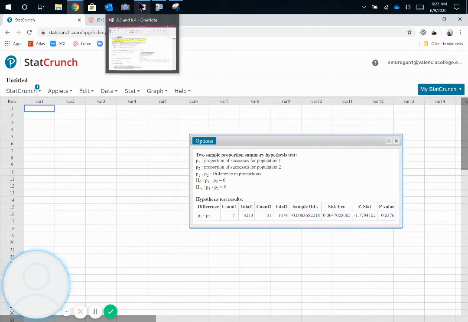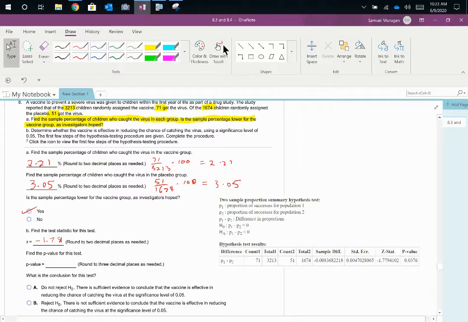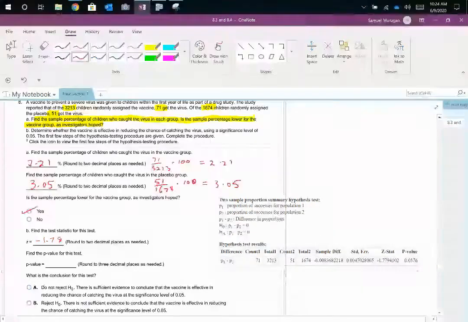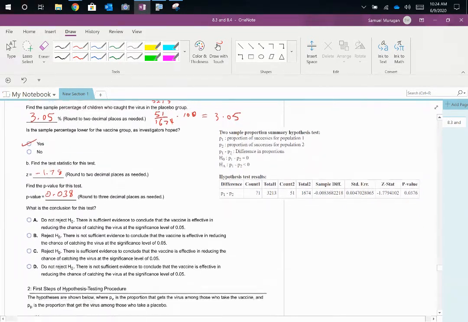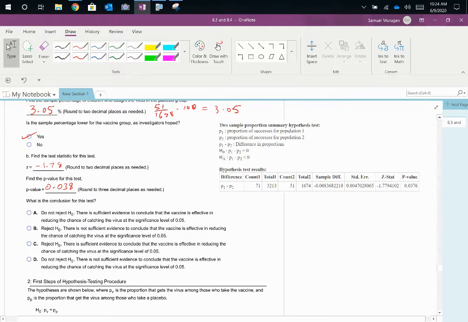Okay, so we're going back here, and then the p-value, to 3 decimal places, is 0.038, correct? 0.038 to 3 decimal places, 0.038. Okay, now let's also do this with the TI-84 calculator.